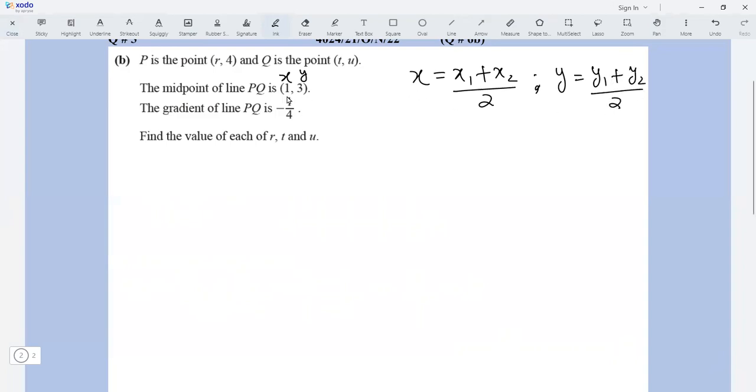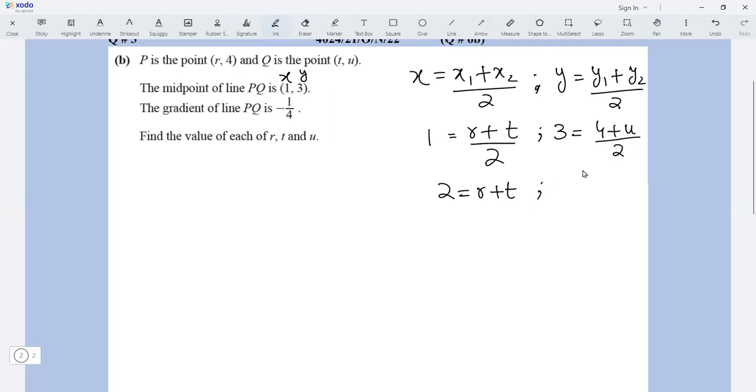So the x coordinate of the midpoint is 1. Simply write down 1 here, and it equals x1, where we are taking P as the first point, so x1 is r, plus x2, which in this case is t. So r plus t, whole divided by 2. So cross multiply: 2 times 1 is 2. So 2 equals r plus t. This is one equation. What about the other equation? What about the y coordinate for the midpoint? That is 3 equals y1, which is 4, plus y2, which is u, divided by 2.